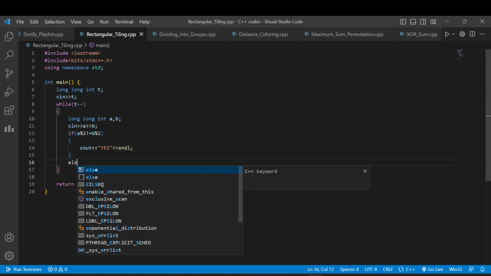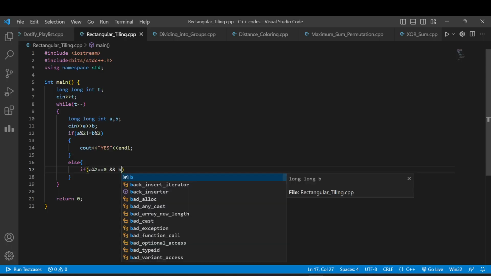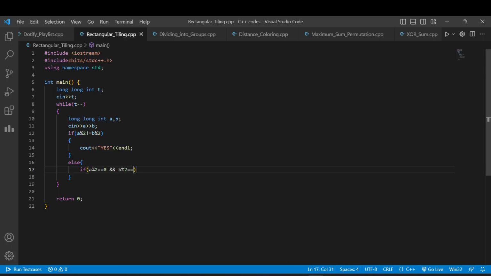Otherwise, if A mod 2 is equal to 0 and B mod 2 is equal to 0, then also we have to print yes, otherwise no.